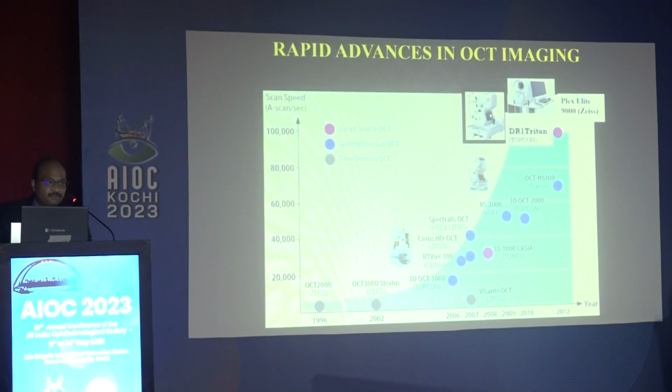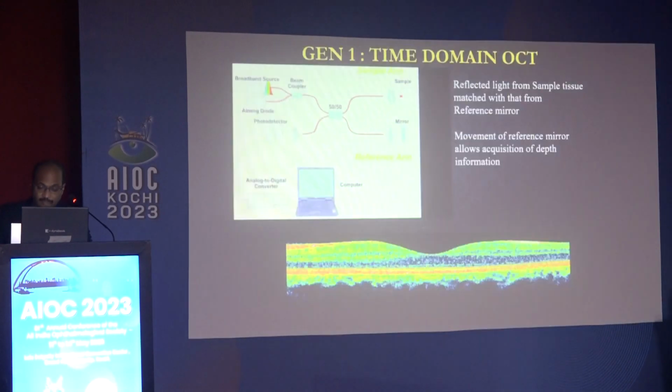So there have been rapid advances indeed in OCT imaging. We began in the mid to late 90s with the Stratus OCT, where we had a few thousand A scans per second. That's how slow it was. And then, as you see in those gray dots, we moved from time domain OCTs to faster spectral domain OCTs, and most of us are still using that. And now we have what is known as swept source OCT, which is as fast as about 100,000 A scans per second.